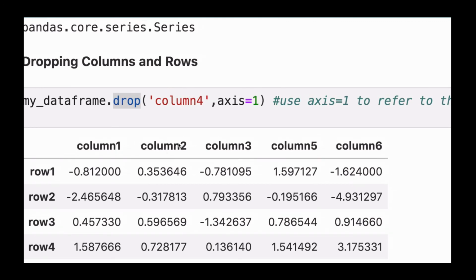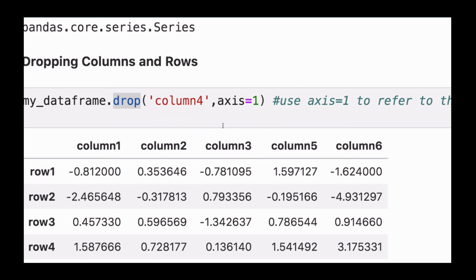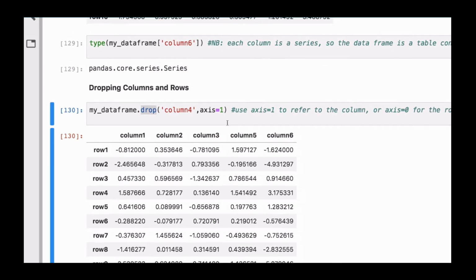We have column 1, column 2, column 3, column 4, and then column 5 and column 6. You see that now we don't have column 4. Column 4 was right here, between column 3 and column 5. But now you see that we don't have any column 4 here because we have dropped that.